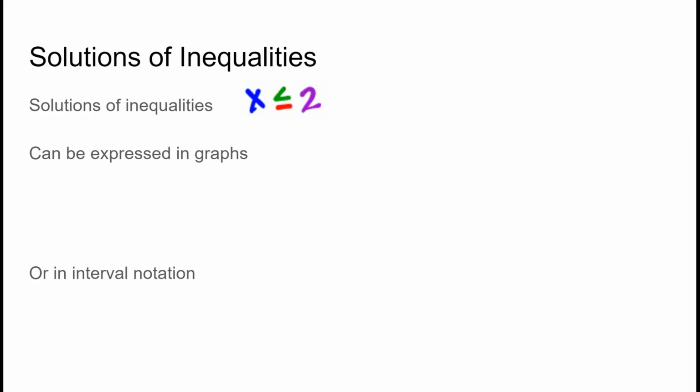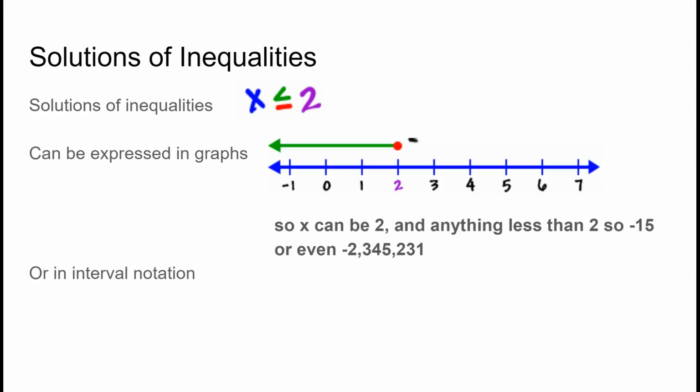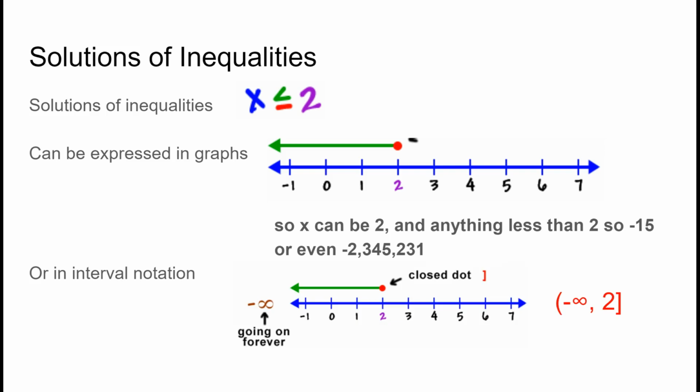So if we've got a solution x is less than or equal to 2, that can be expressed as a graph with a closed circle and the arrow moving towards negative infinity. X can be 2, but anything less than 2 is also okay, like -15 or -2,345,231. When we're writing interval notation, we're going to say it's going to go all the way to negative infinity, but stop at 2, and it's going to include the number 2. So negative infinity and 2, we'll use a bracket to represent including.